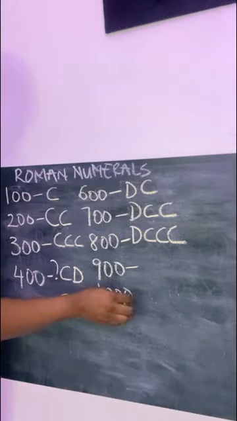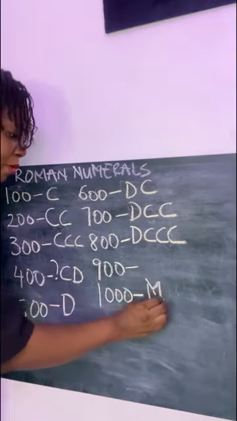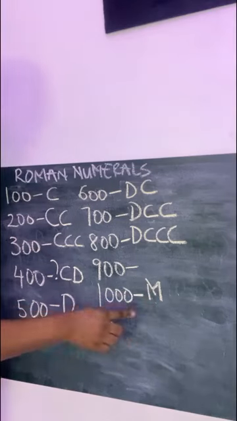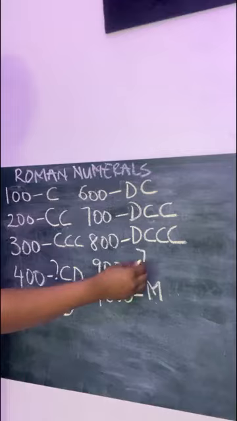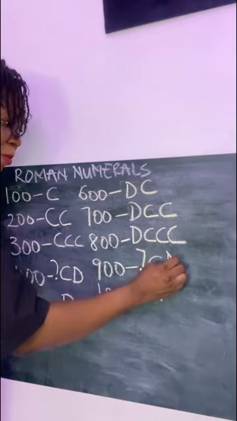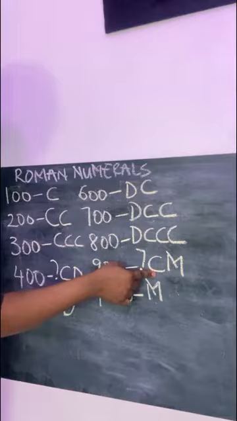Our 900 will be, okay, I told you earlier that our 1000 is M. 1000 is M. So our 900 will be what? You should know this by now. Our 900 should be CM. That is 1000 minus 100.